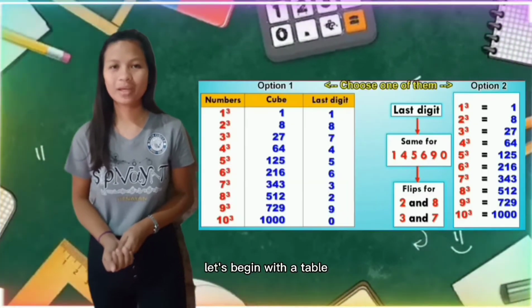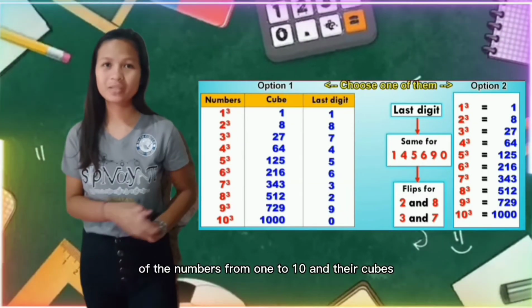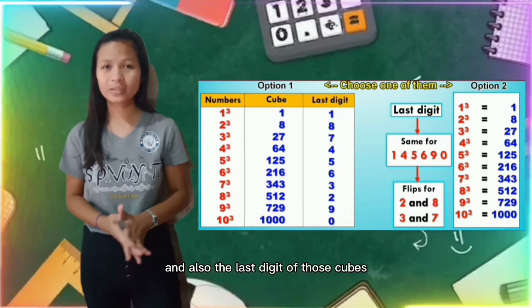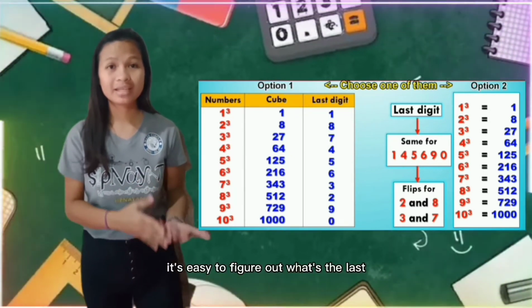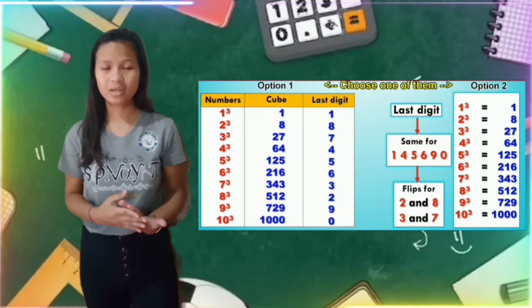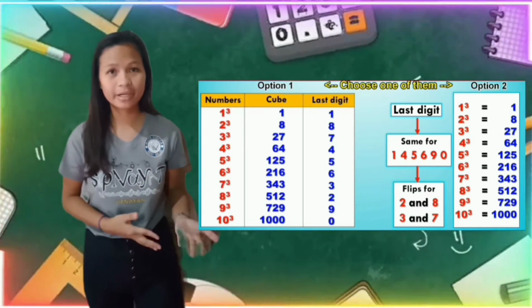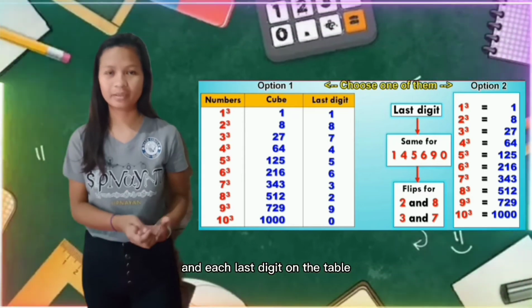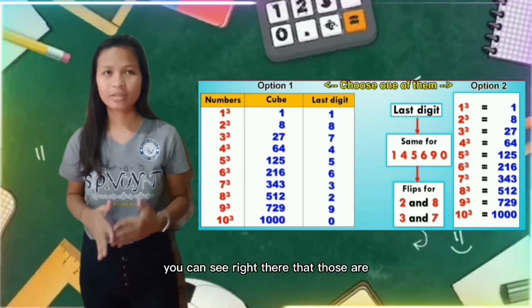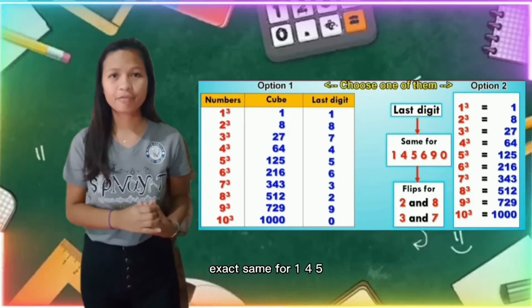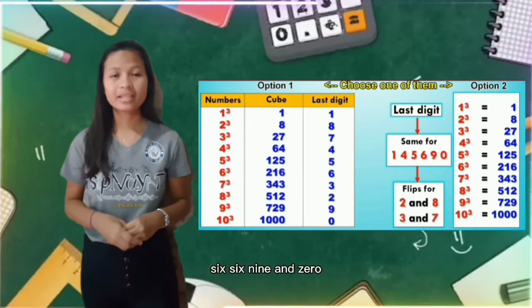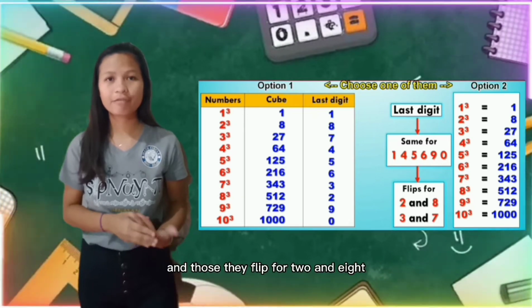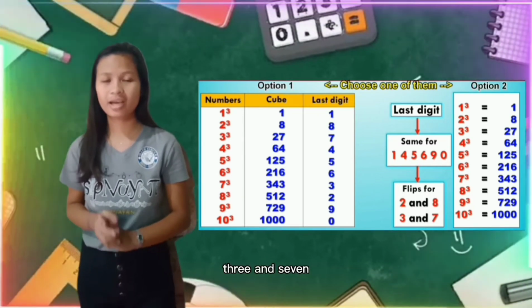Let's begin with a table of the numbers from 1 to 10 under cubes, and also the last digit of those cubes. It's easy to figure out the last digit of those cubes when you compare a number and its last digit on the table. You can see right there that they are exactly the same for 1, 4, 5, 6, 9, and 0. And they flip for 2 and 8, 3 and 7.